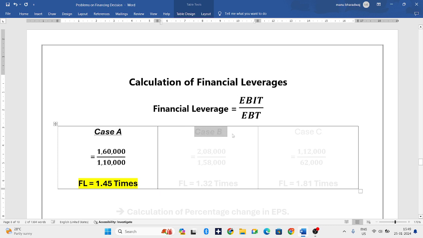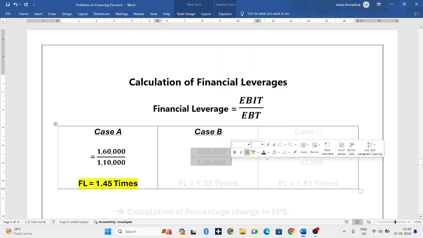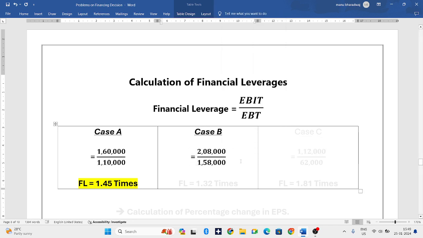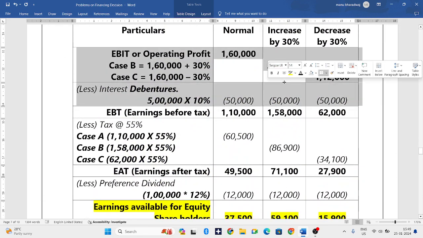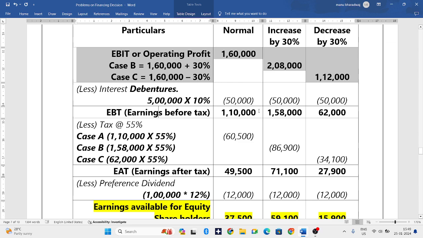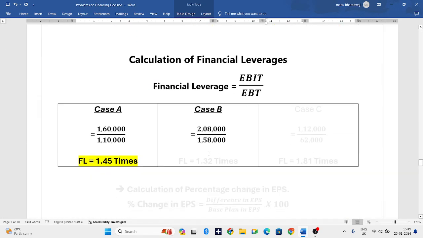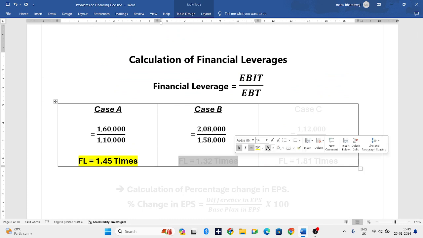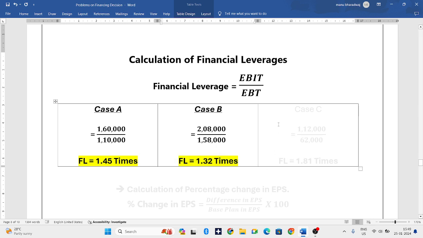Next, you have case B. So case B, the EBIT is 2,08,000 and EBT is 1,58,000. You can check here, 2,08,000 and 1,58,000. We have found out here. So when you divide the same, you get 1.32 times. That will be your financial leverage, 1.32 times.